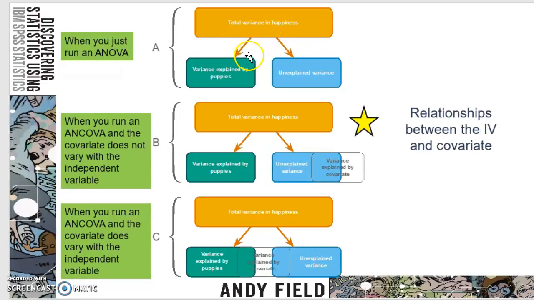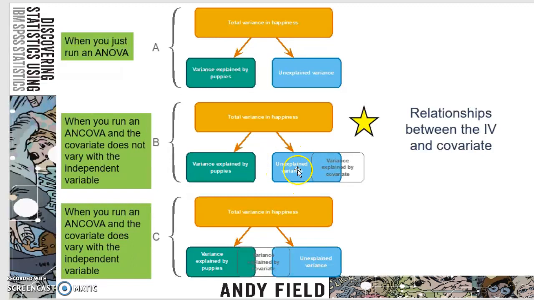So variance is what is explaining happiness, okay? So variance in happiness being explained by the puppies, and then there's unexplained variance. So there's things that we don't know of that explain happiness. So that's just a regular ANOVA. Jump down here to model number B, or idea B. So we've got happiness, and happiness is explained by puppies.